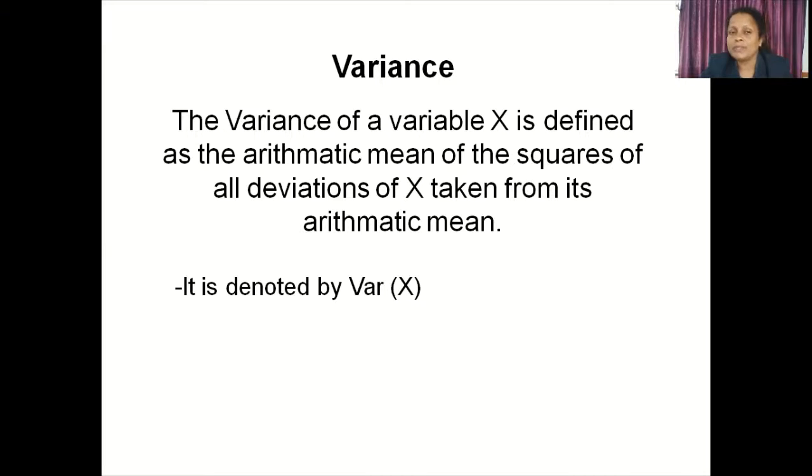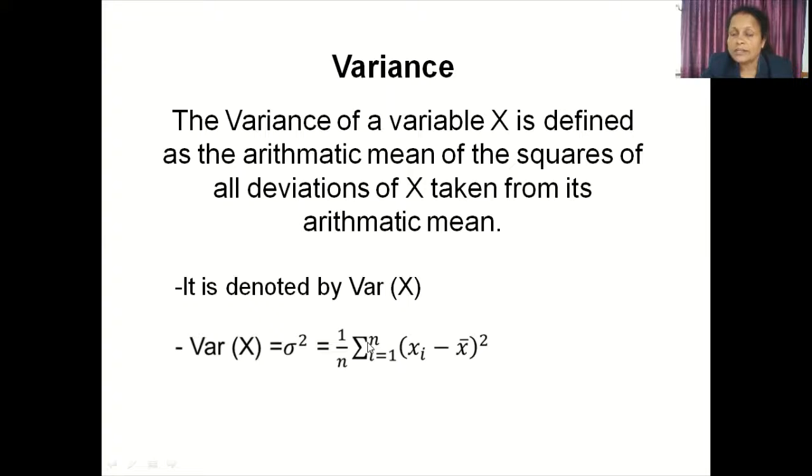So all of you familiar with arithmetic mean? What is meant by arithmetic mean? It is the sum of all observations divided by number of observations. So for variance, what we consider here? Arithmetic mean of squares of all deviations of x taken from its arithmetic mean. We denote arithmetic mean of observation by x bar, and we denote this variance of variable x by VAR, and in bracket we write our variable x, or we use symbolic form sigma square. So our formula becomes variance of x is equal to sigma square.